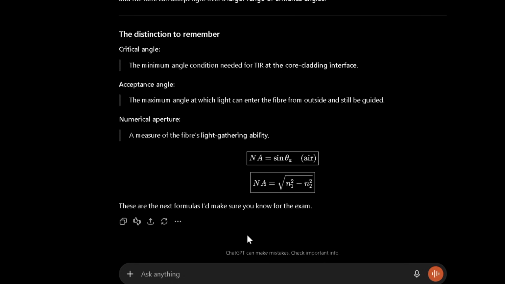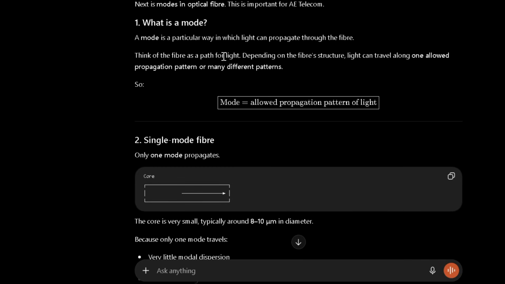So what is a mode? A mode is a particular way in which light can propagate in the fiber. Think of the fiber as a path for light. Depending on the fiber structure, light can travel along one allowed propagation pattern or many different patterns. So mode equals the allowed propagation pattern of the light.